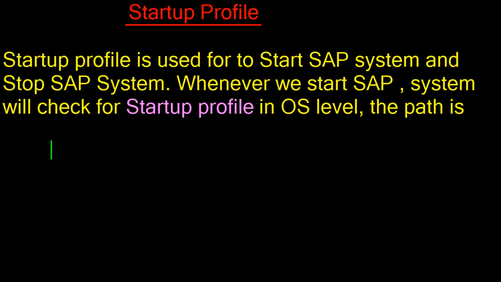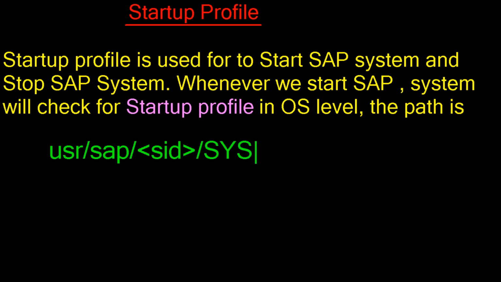I'm not mentioning the drive name because in organizations they install SAP on different drives. Just ESR, then SAP. In SAP we have the system ID. I'm not mentioning DEV, QA, PRD because in real-time scenarios they use different names. That's why I just mentioned SID and then the system, sys profile. This is the path.